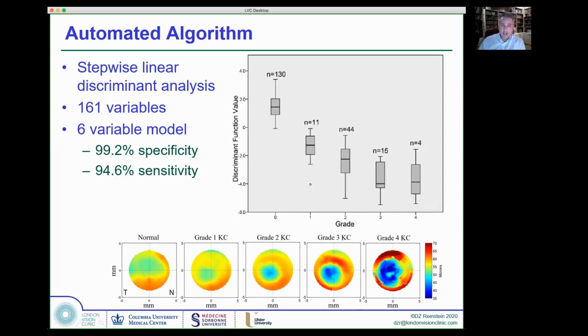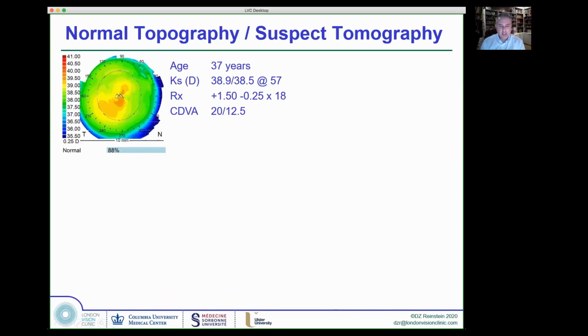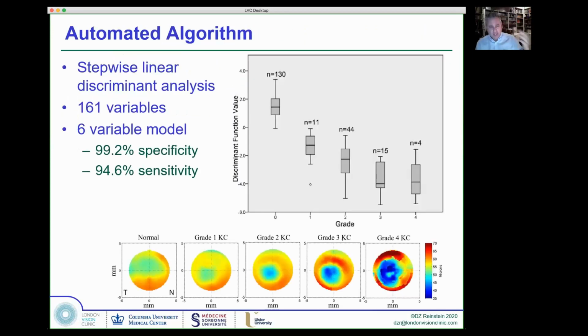And we had an incredibly high sensitivity at picking up keratoconus, even if it was very, very mild. And so this sensitivity and specificity was unprecedented. I mean, it's still unprecedented. There's no tomographic method that has that level of sensitivity or specificity. And why is epithelium more sensitive at picking up keratoconus than tomography?